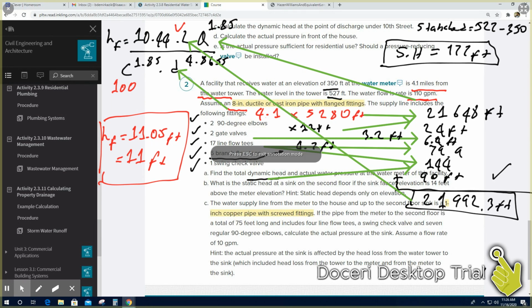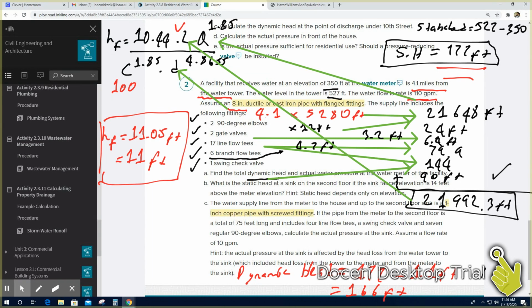So what is the dynamic head formula? Static head minus head loss equals dynamic head. What is the static head? I calculated 177, minus head loss. What is the head loss? We just calculated the head loss, 11 feet. So when you subtract 177 minus 11, 166 feet is your dynamic head, guys.